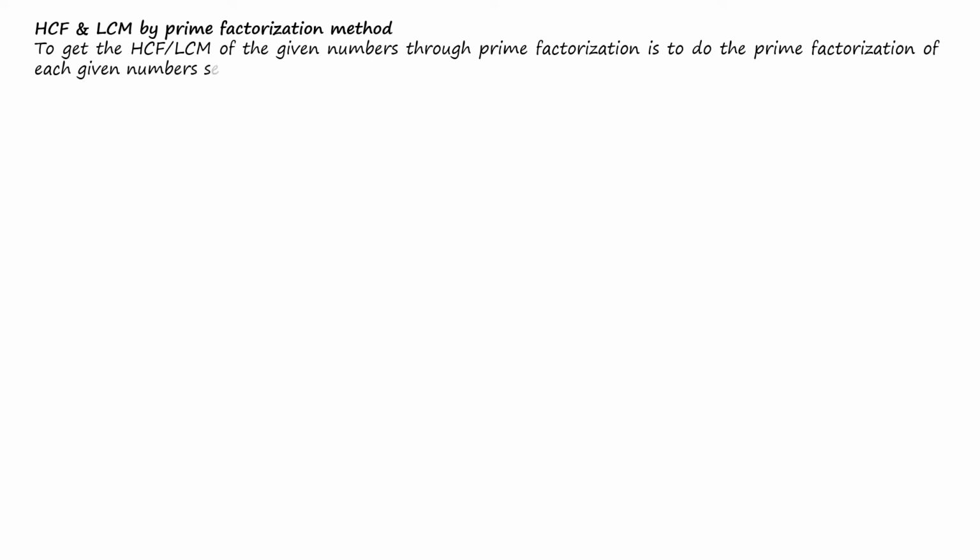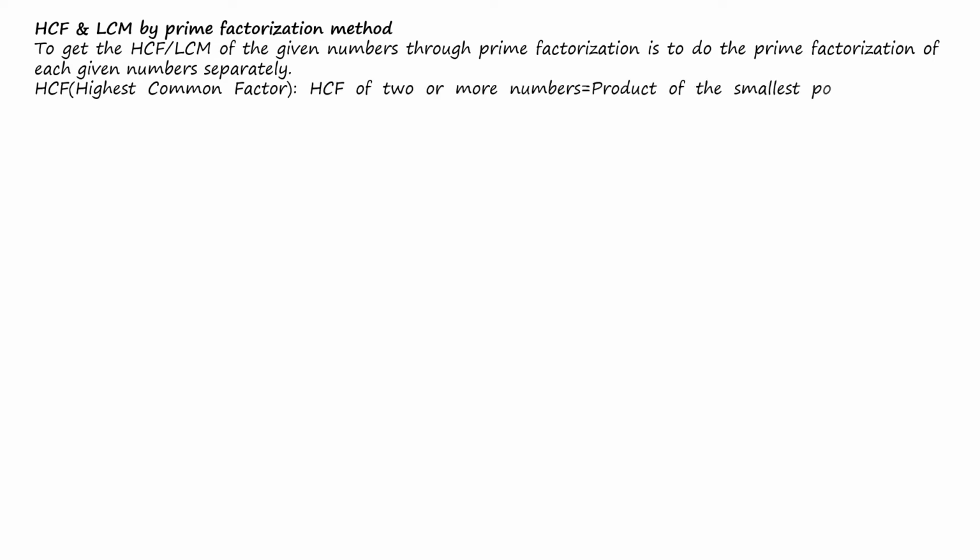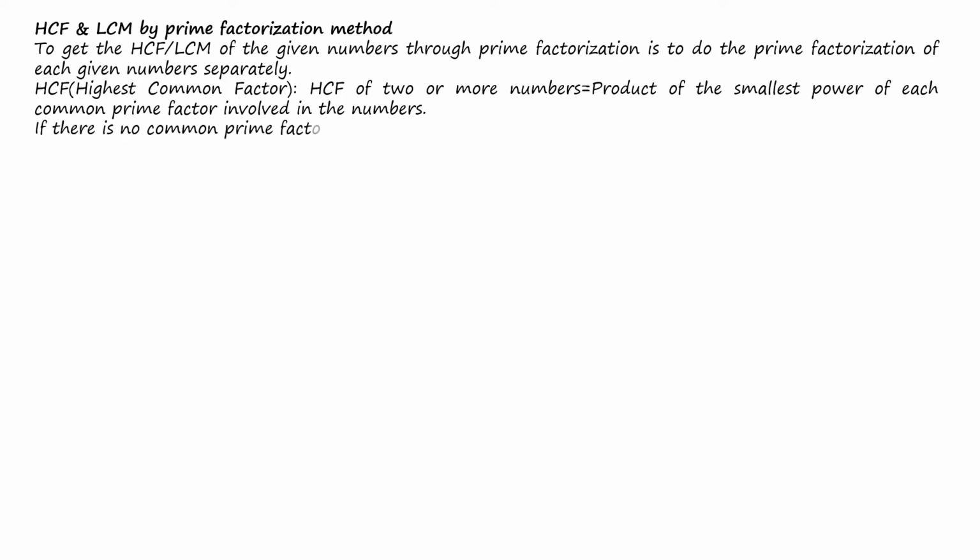HCF and LCM by prime factorization. Let us find how to get the HCF and LCM by doing prime factorization. To get the HCF or LCM of the given numbers through prime factorization, we do the prime factorization of each given number separately. Now the HCF, or highest common factor, of two or more numbers is nothing but the product of the smallest power of each common prime factor involved in the numbers. If there are no common prime factors, then the HCF of the given numbers is 1.